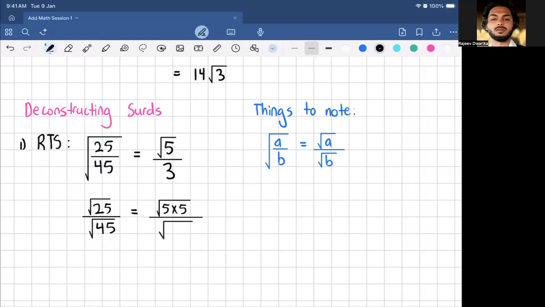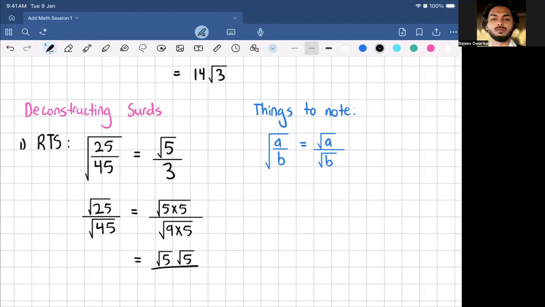Is it 4, 9? 9, sir. 9 by what? 5, right? So root 45 is root 9 by 5, we could break that up into the square root of what? 5.